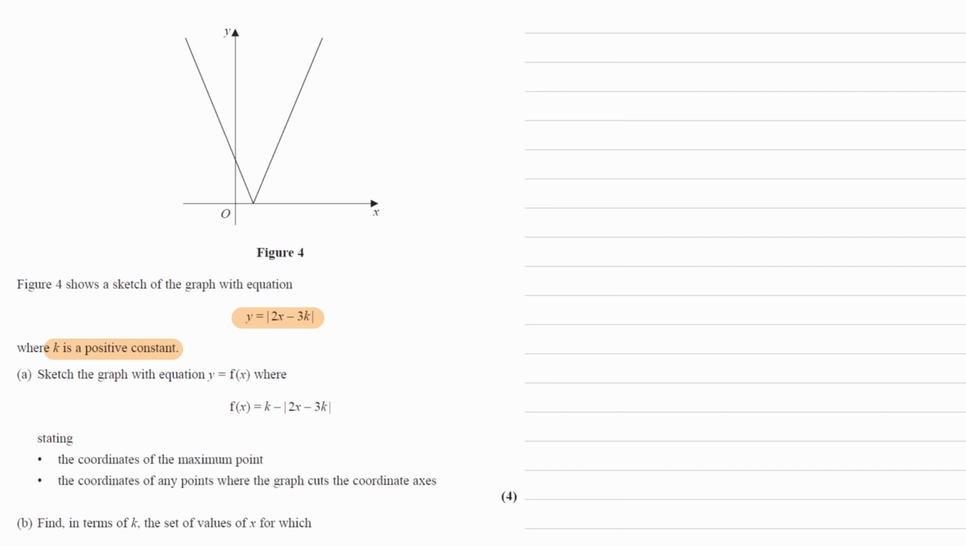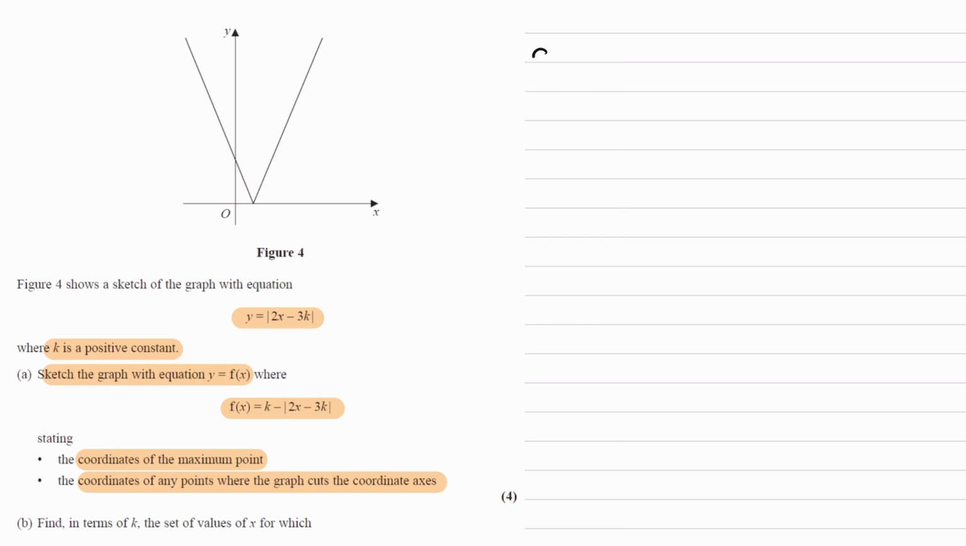And then for part A, we're trying to sketch the graph with equation y is equal to f of x, where f of x is equal to k minus the modulus of 2x minus 3k. So there's a couple of transformations that have happened to this graph to make it k minus the modulus of 2x minus 3k. We see the minus sign over here, we see the k over there. We need to think about what those two transformations are in order to sketch this new function. And when we sketch it, we want to state the coordinates of the maximum point, and we want to state the coordinates of any points where the graph cuts the coordinate axes, so the x and y intercepts.